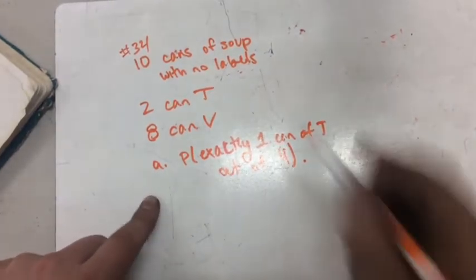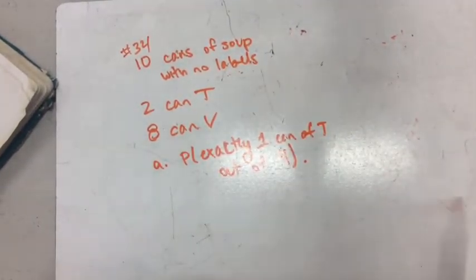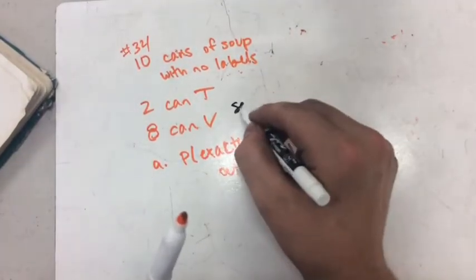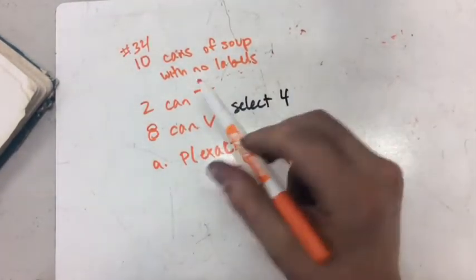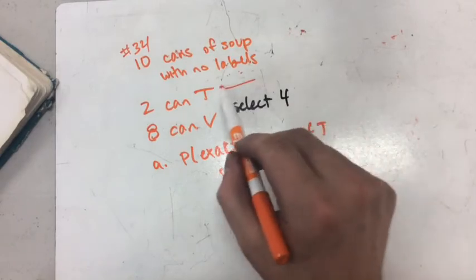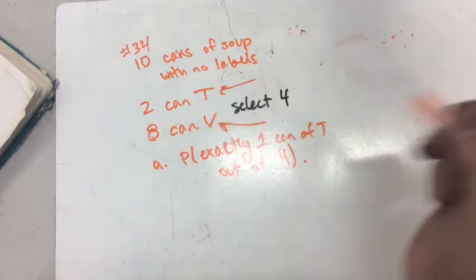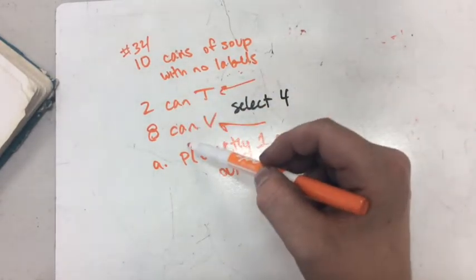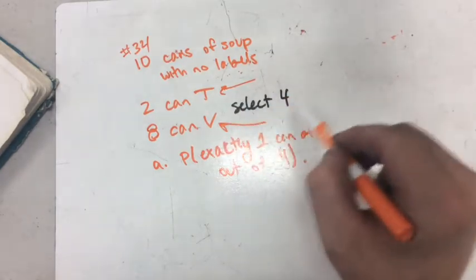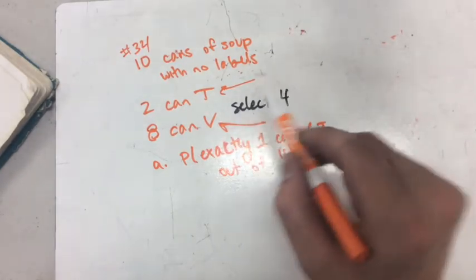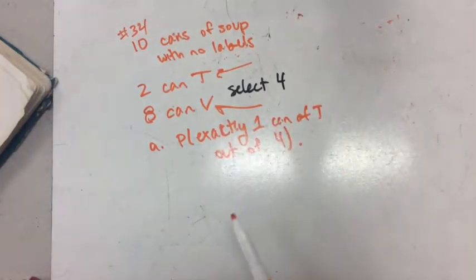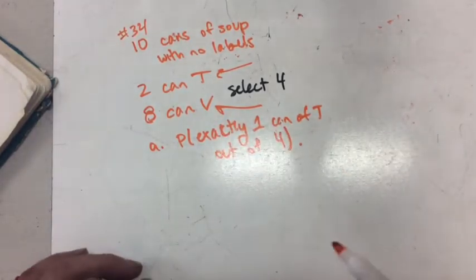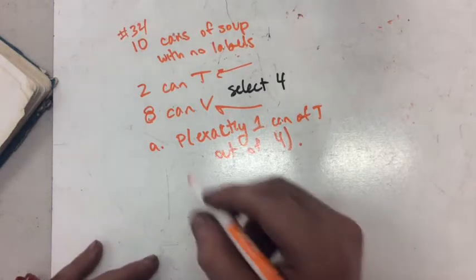Okay, so this tells us we are selecting 4. These are the important things to set up for yourself right here: we want to break it down into what subgroups we have. We have 2 different subgroups here, tomatoes and vegetables. And how many are we selecting at a time? Well, we're selecting 4 at a time. So we want exactly 1 can of tomato. So we need to ask ourselves, how many cans of tomatoes are there?